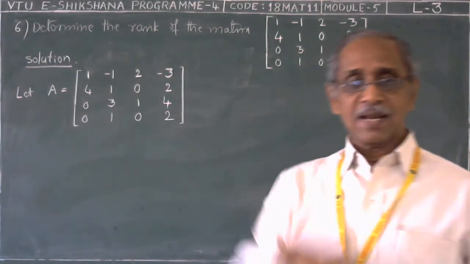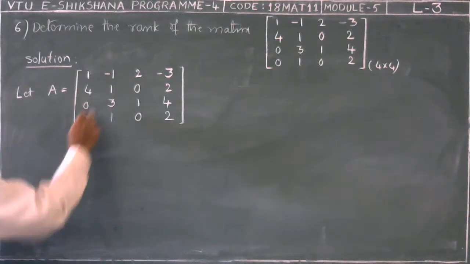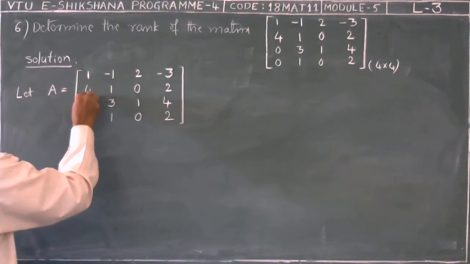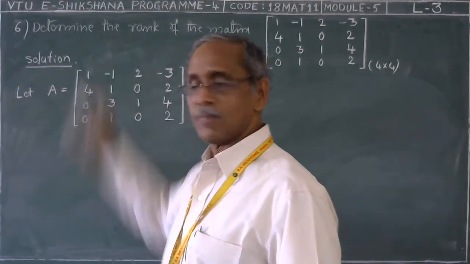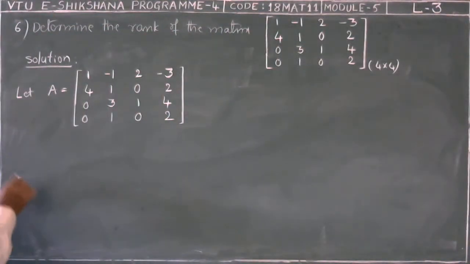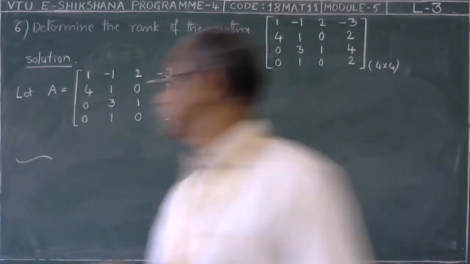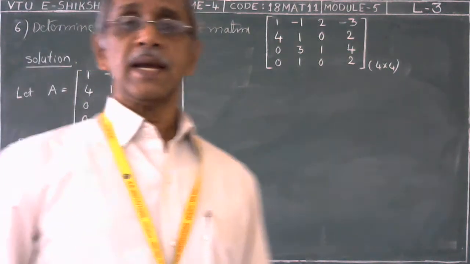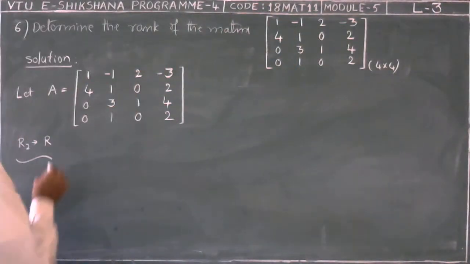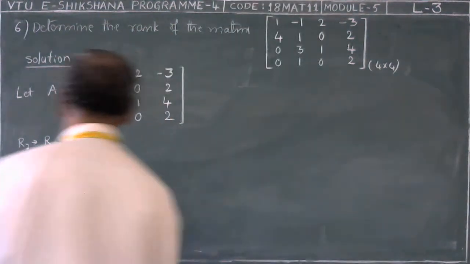Therefore its rank is always less than or equal to 4, maybe 4 or less than 4. Already 2 elements are 0 here, which is an advantage. Below the leading entry in the first row, only 1 element I have to make 0, to make this column alright as per our requirement. So I multiply by 4 to R1 and then subtract from R2. R2 will change subject to the operation: R2 minus 4 times R1.